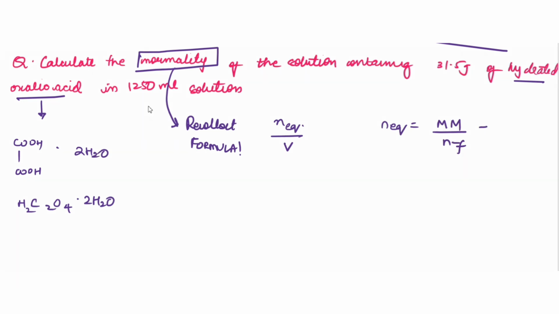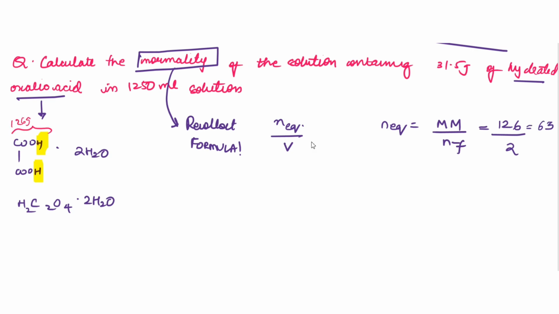Yes, it's oxalic acid. So 2 H plus ions. Can you see 2 H plus ions? So N factor is 2. So molecular mass of oxalic acid is 126. You can calculate, it's 126 by 2. So the number of equivalents becomes 63.